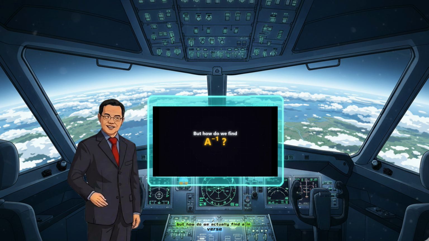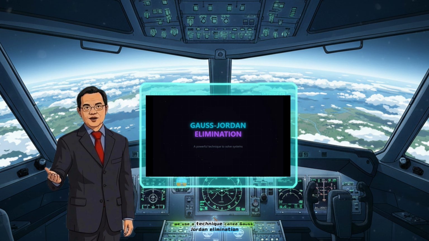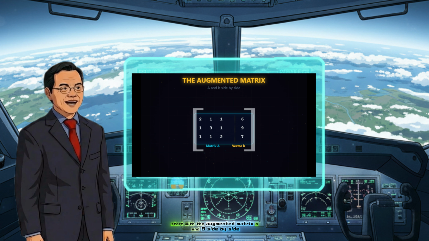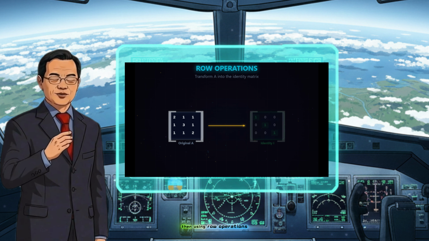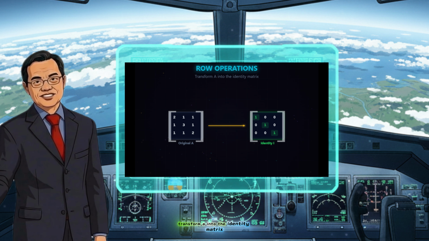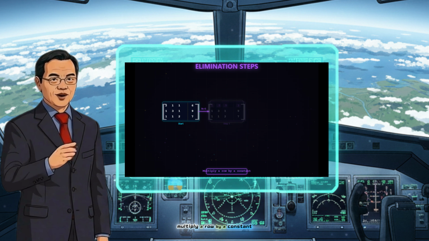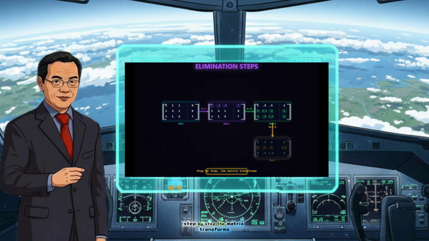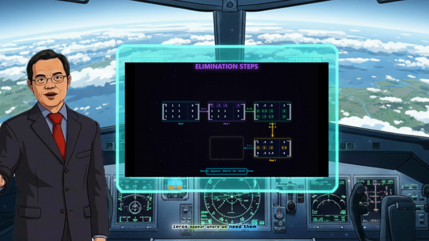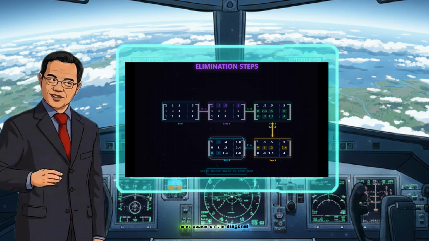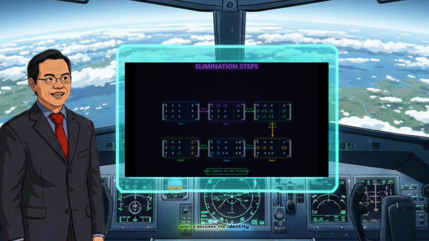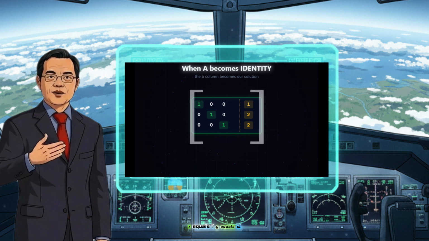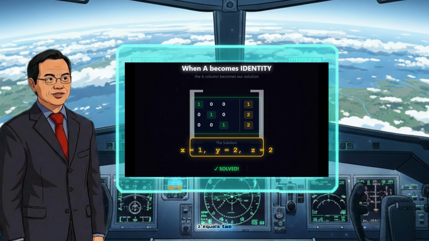But how do we actually find A inverse? We use a technique called Gauss-Jordan elimination. Start with the augmented matrix, A and b side by side. Then, using row operations, transform A into the identity matrix. Multiply a row by a constant. Subtract one row from another. Step by step, the matrix transforms. Zeros appear where we need them. Ones appear on the diagonal. When A becomes the identity, the b column becomes our solution. X equals 1, y equals 2, z equals 2.